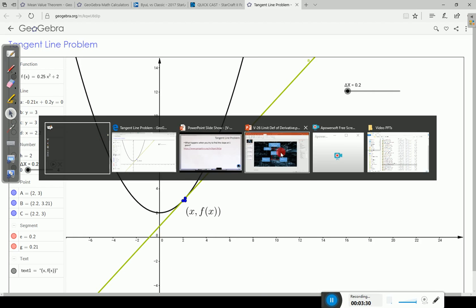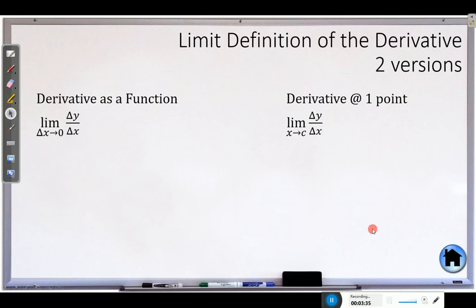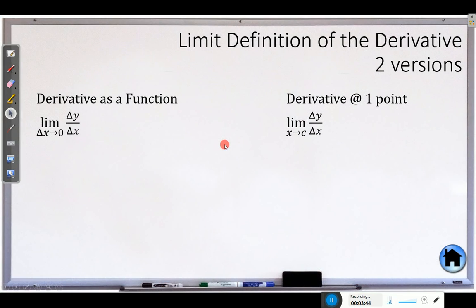So let's get back to our PowerPoint here. There we go. All right. So we're now going to use limits to fix this tangent line problem and actually get a definition for the derivative. And so what I just wrote previously, we're going to take the limit as delta x approaches 0 of delta y, the change in y, over the change in x.